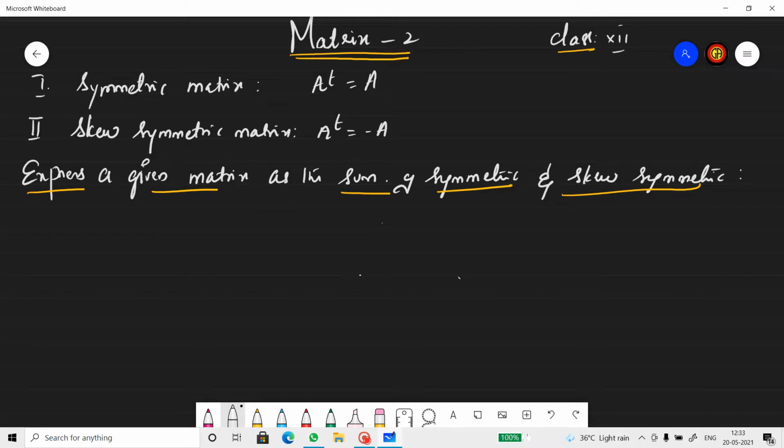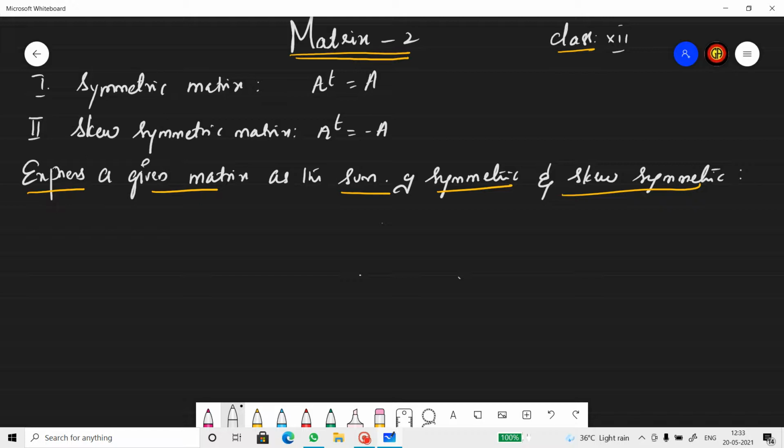Hi everyone. Today my video is on matrix. This is the second part of matrix, second video on matrix. In the first video I explained how matrices are formed. I explained the transpose properties and all that. In my second video I'm going to explain symmetric and skew symmetric matrices, and using symmetry and skew symmetry, how you express a matrix as a sum of a symmetric and a skew symmetric matrix.